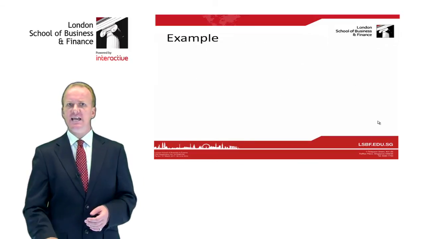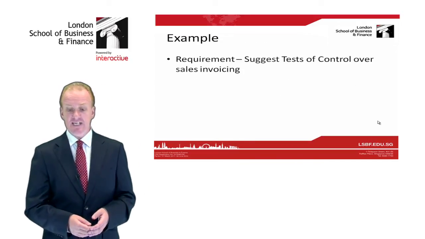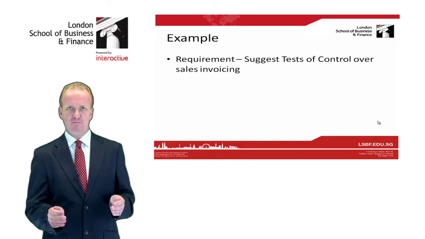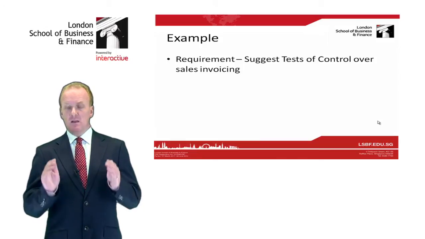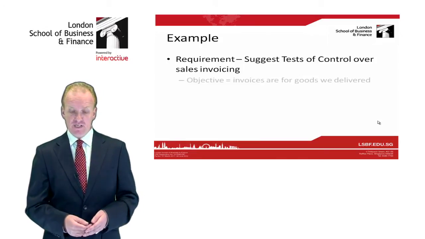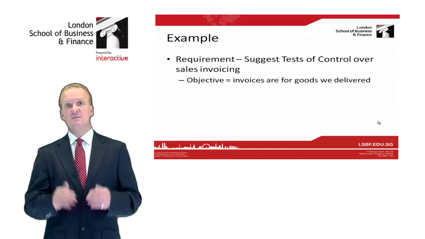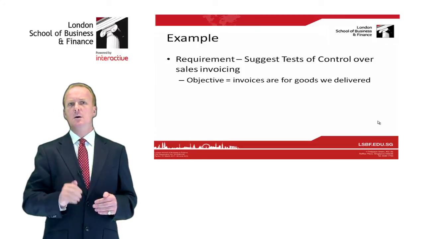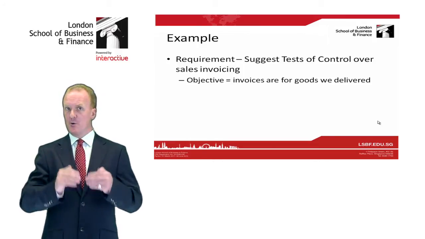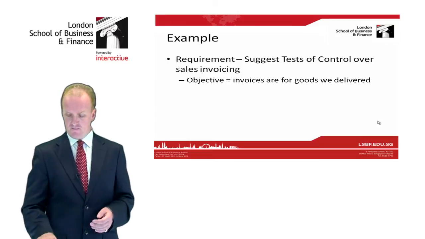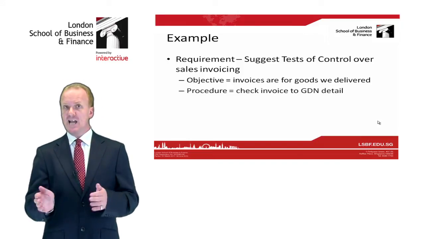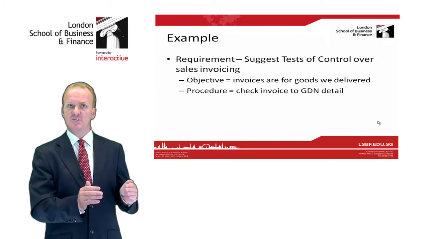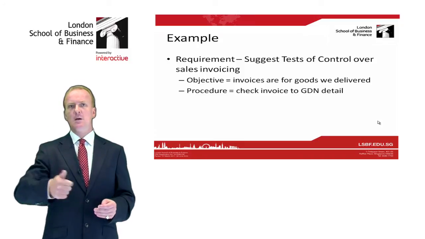So let's try this process out. Exam question says, suggest tests of control over sales invoicing. Well, one objective for sales invoicing is we only invoice our customers for the goods we actually delivered. So that's the first stage, the objective. What do companies do to try to make sure that they only invoice customers for goods delivered? Answer: check the sales invoice to the record of the goods that were delivered, which is called a goods dispatch note. So we have objective, we have procedure.